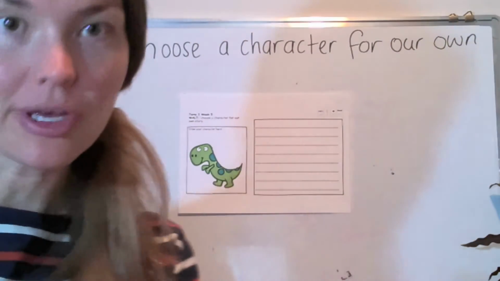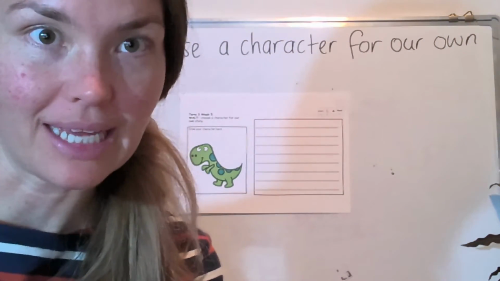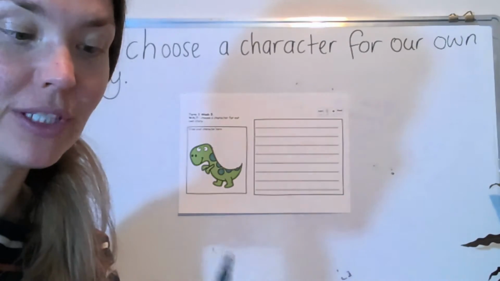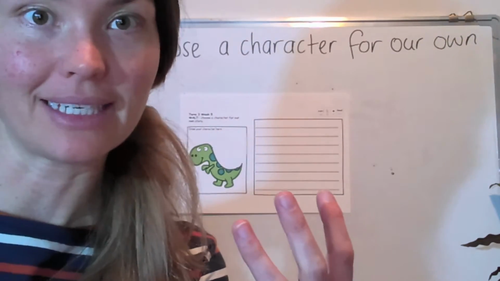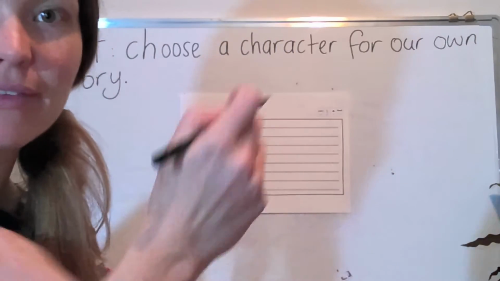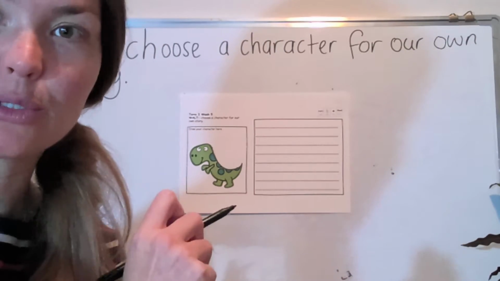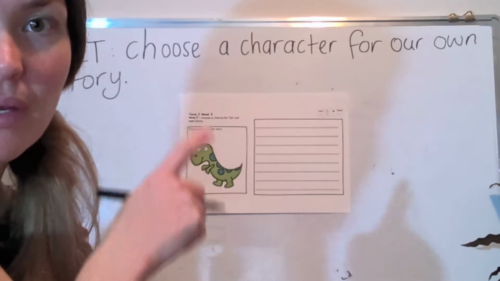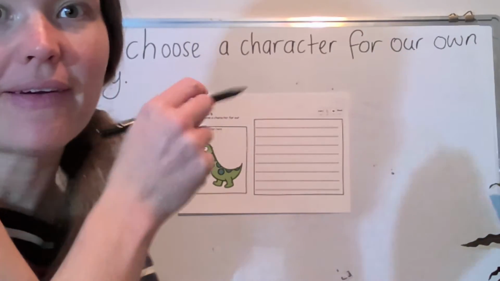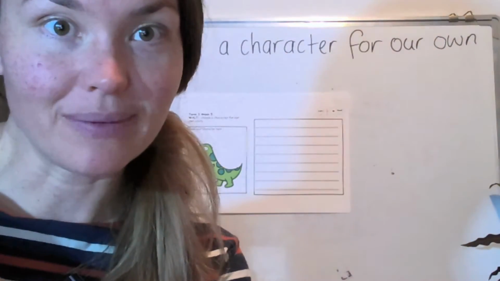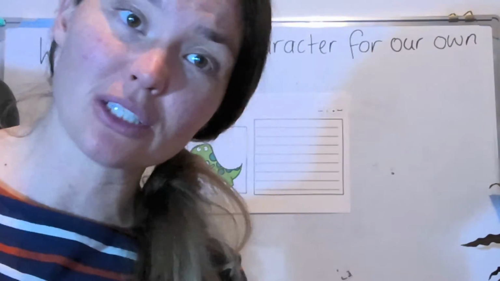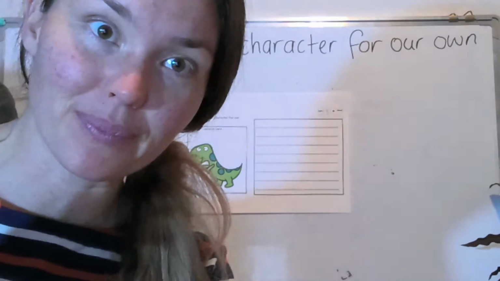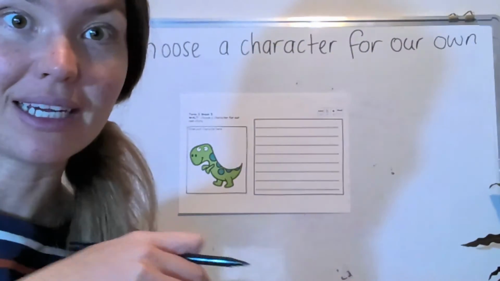Kia ora, children. Now comes our sentence writing part of the lesson, where you are going to put those adjectives you have collected about your character into a sentence. So, I have chosen my character. It's the green dinosaur from the pink slides earlier. So we are learning to choose a character for our own story. And when we put a character into a story, we've got to describe them, which is what we're doing today, as you know from the earlier slides.